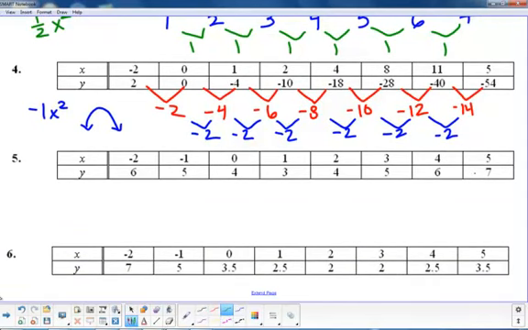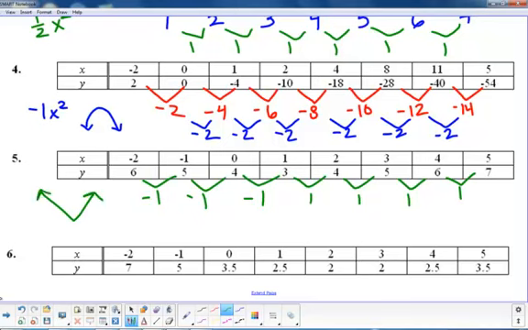All right. 7 minus 6 is 1. 6 minus 5 is 1. 5 minus 4 is 1. 4 minus 3 is 1. Looking linear, and then check this out. So this is some sort of absolute value V graph. It goes down in a linear pattern, and then it comes back up in a linear pattern.